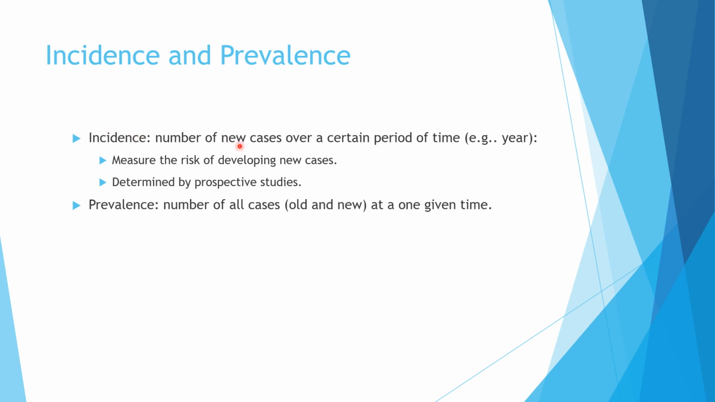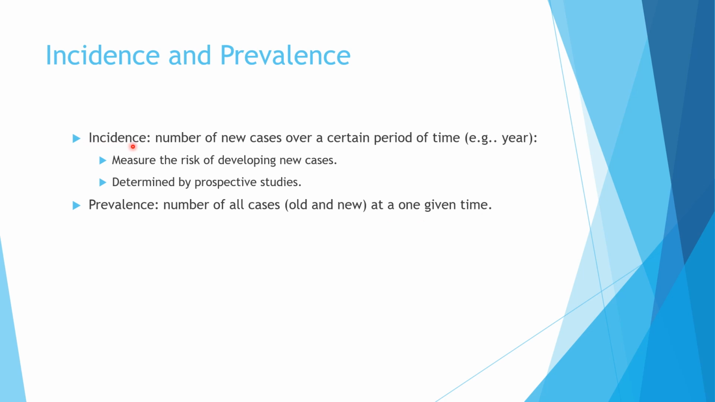So it's the number of new cases over a certain period of time. Incidence is the number of new cases over a certain period of time. Prevalence is the number of all cases at one given time.